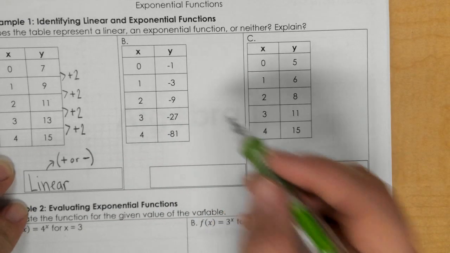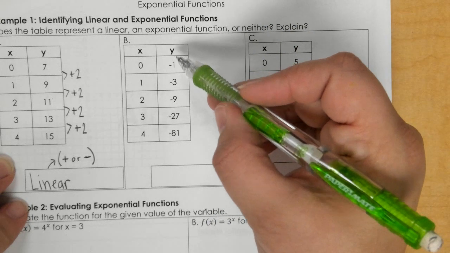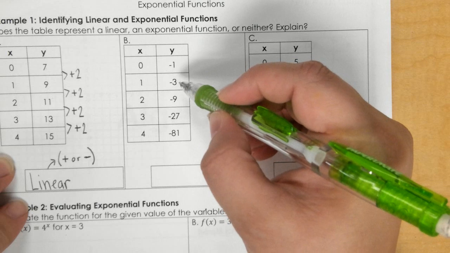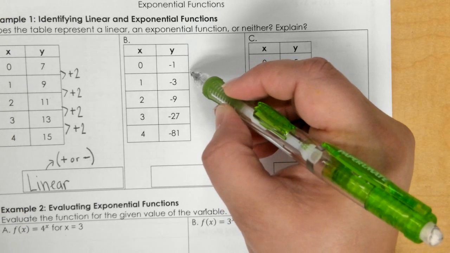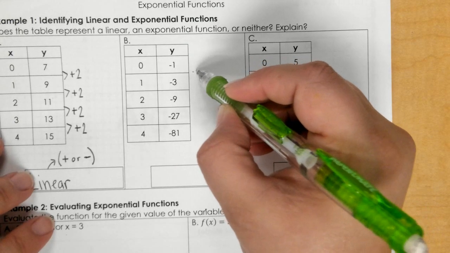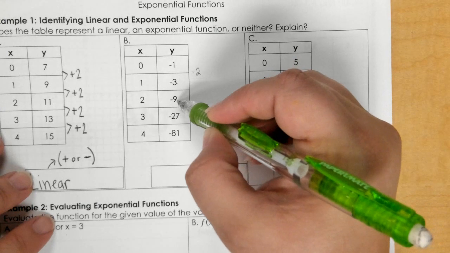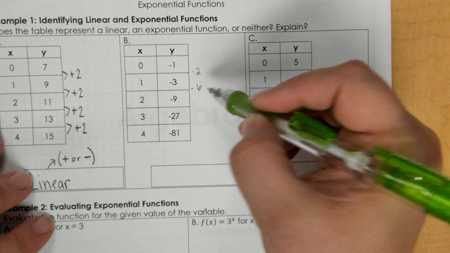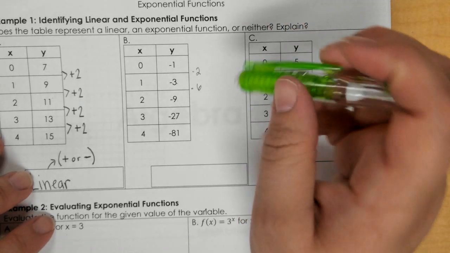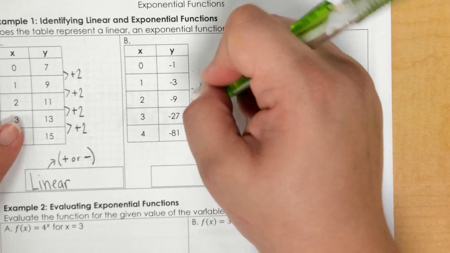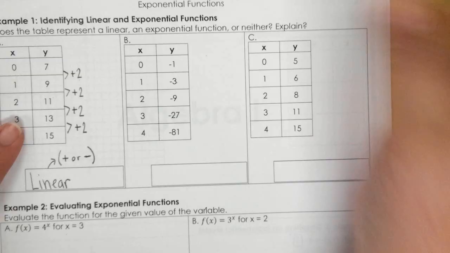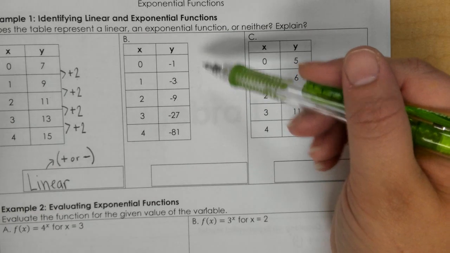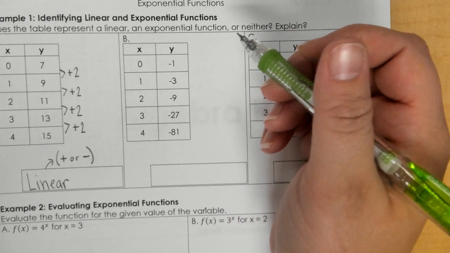Then for B, we're looking at that y column again, from -1 to -3. How can I get there? Well, I could subtract 2, right? But from -3 to -9, that is definitely not subtracting 2. That's like subtracting 6. So we know that we're not the same. So we have to do something different, since those two numbers were different. So now I need to try multiplication or division.